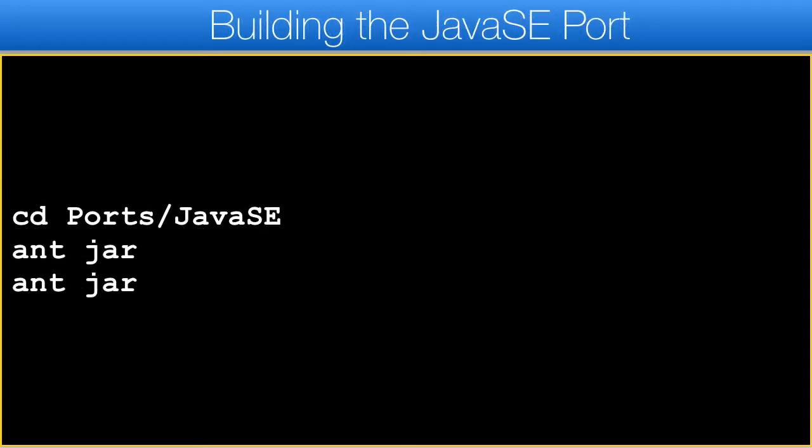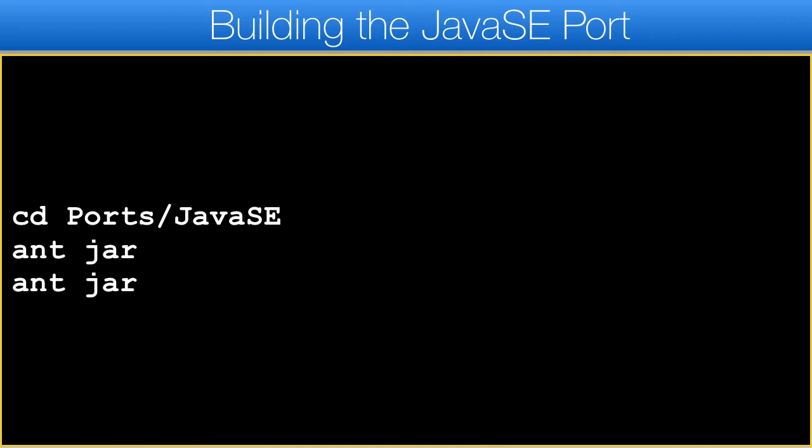Next, we want the simulator, so we will repeat the same process for the Java SE port. Notice I invoked ant.jar twice. This isn't a mistake. The first time copies a skin file into place, but does that a bit too late. The second time generates a proper jar.